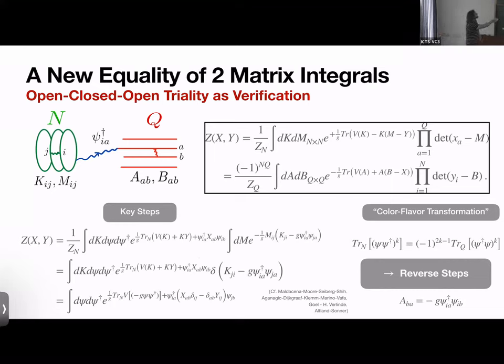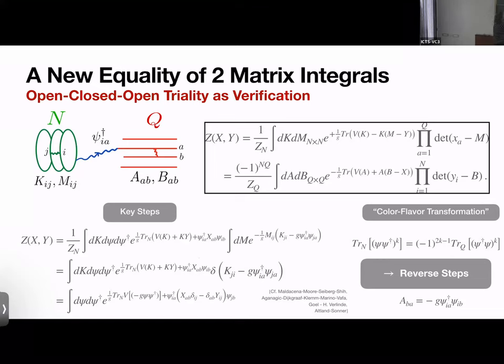So this is our first encounter of this open, closed, open idea. And for now, all I want you to look at is just the single box, okay? That's all we need from this idea for now. So let's look at what this box is. This is an equality between two matrix integrals. The first one is an integral over N by N matrices. It has some potential, it has some source y, and I've inserted Q determinants in this integral. This is not some approximation, this is an exact equality.